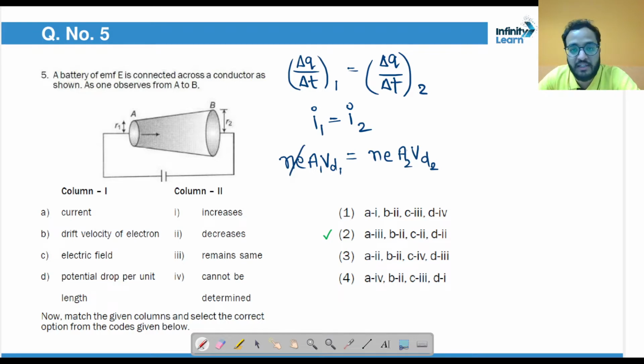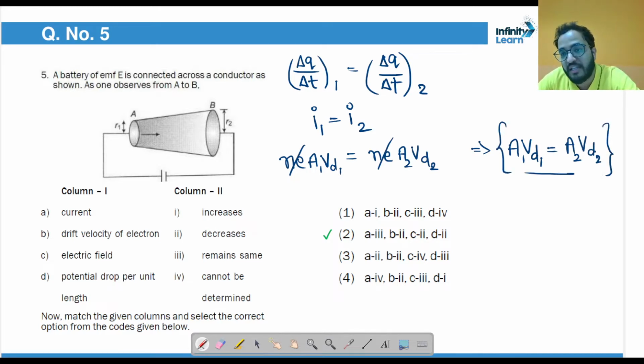So N and E are also properties, they will get cancelled out. So ultimately you will say that area A1 into drift speed at the first cross section must be equal to area A2 and drift speed at another cross section or at exit, right? So this is valid. Current is constant. So when they ask what will happen to current, it will remain constant. That is the third option, right?